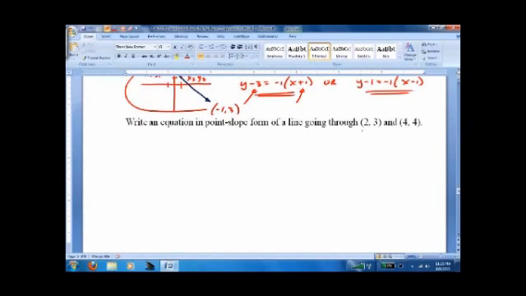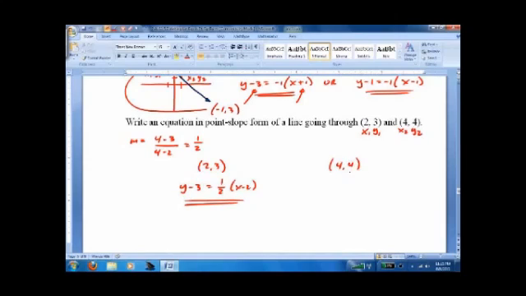Last problem, slope first. M equals 4 minus 3 over 4 minus 2, which is 1/2. Now, just write it in point slope. Again, we can do it either way. Y minus 3 equals 1/2 times x minus 2. That's for the point 2, 3. For the point 4, 4, y minus 4 equals 1/2 times x minus 4. Either one works, doesn't matter. That's it. Good luck.